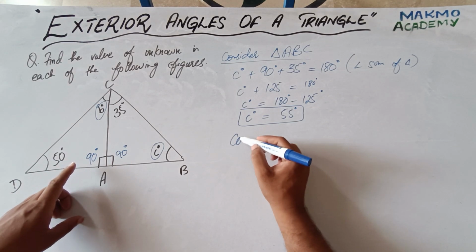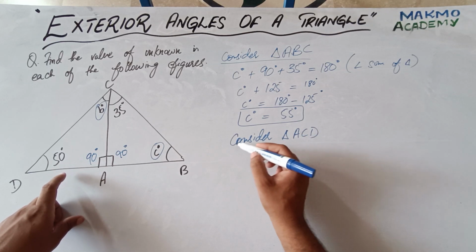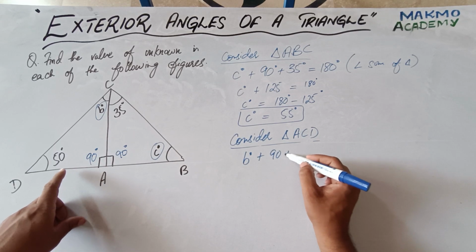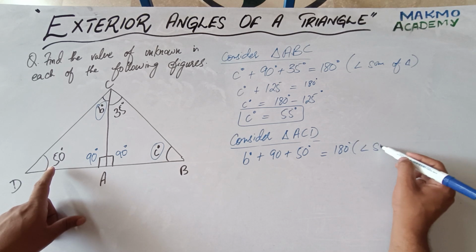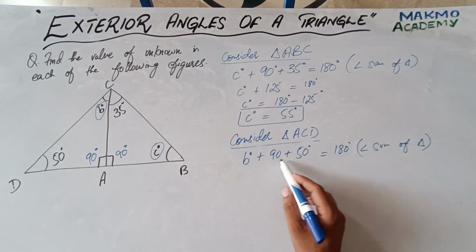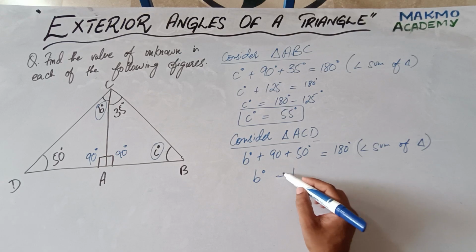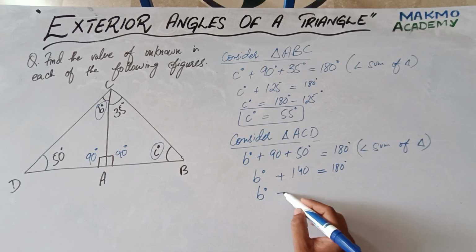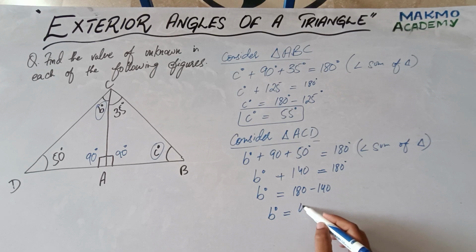Now let's consider triangle ACD. When we consider this triangle, in the same way, B plus 90 plus 50 is equal to 180 degrees. Again we will give the same reason, angle sum of a triangle. So let's add both of them. This gives us 140. B plus 140 is equal to 180. Then in the next step, this 140 will get subtracted from 180. So this gives us 40 degrees.